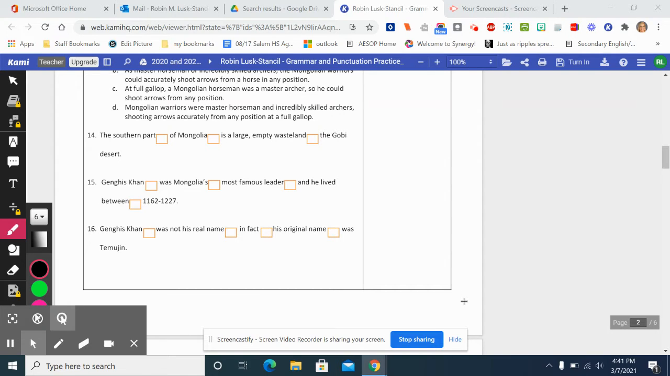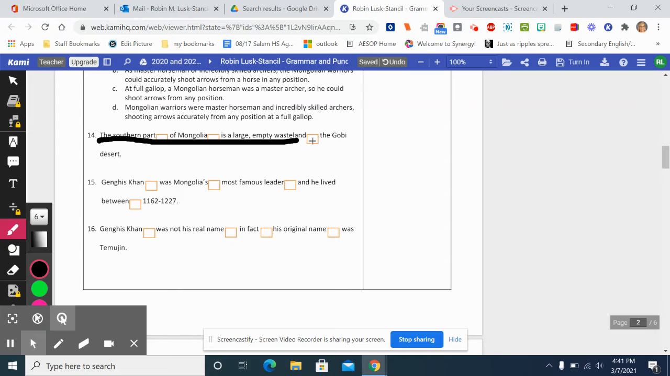Okay, remember that we use colons after a complete sentence to demonstrate that the thing that follows is an example, multiple examples, or a list of examples of that sentence. And we're going to look at number 14 right here for a second really quick. Okay, the southern part of Mongolia is a large empty wasteland. That is a complete sentence.